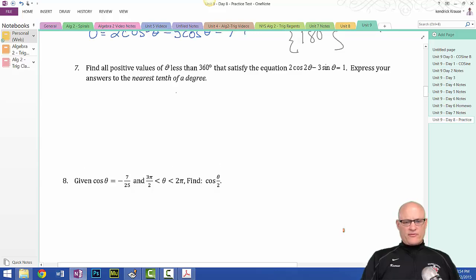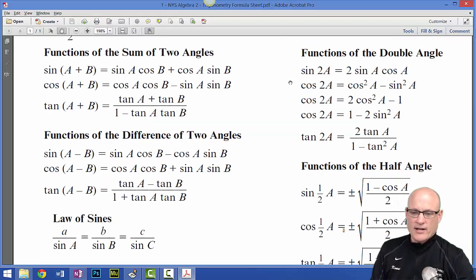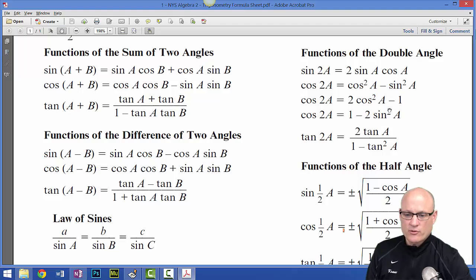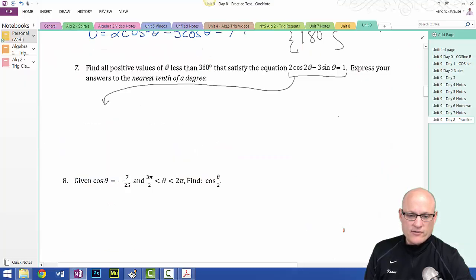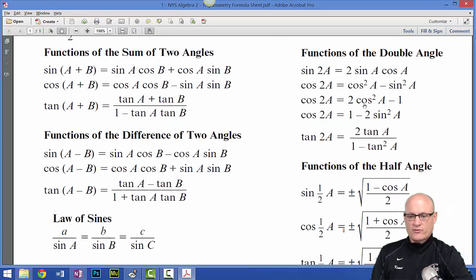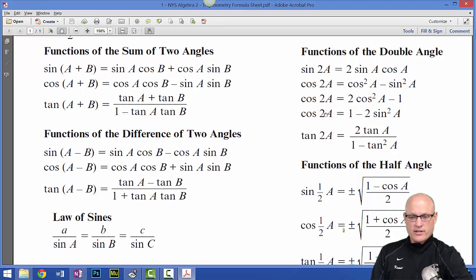Find all possible values of theta less than 360 degrees that satisfy this equation. All right, so the problem is that cosine 2 theta. If you remember, we go over to our formula sheet, I got 3 options for cosine 2 theta. And since I have sine in the problem, I'm going to pick the one with sine. So I'm going to pick this one right here. Can you see this one I got my hand on? Right here, 1 minus 2 sine squared.